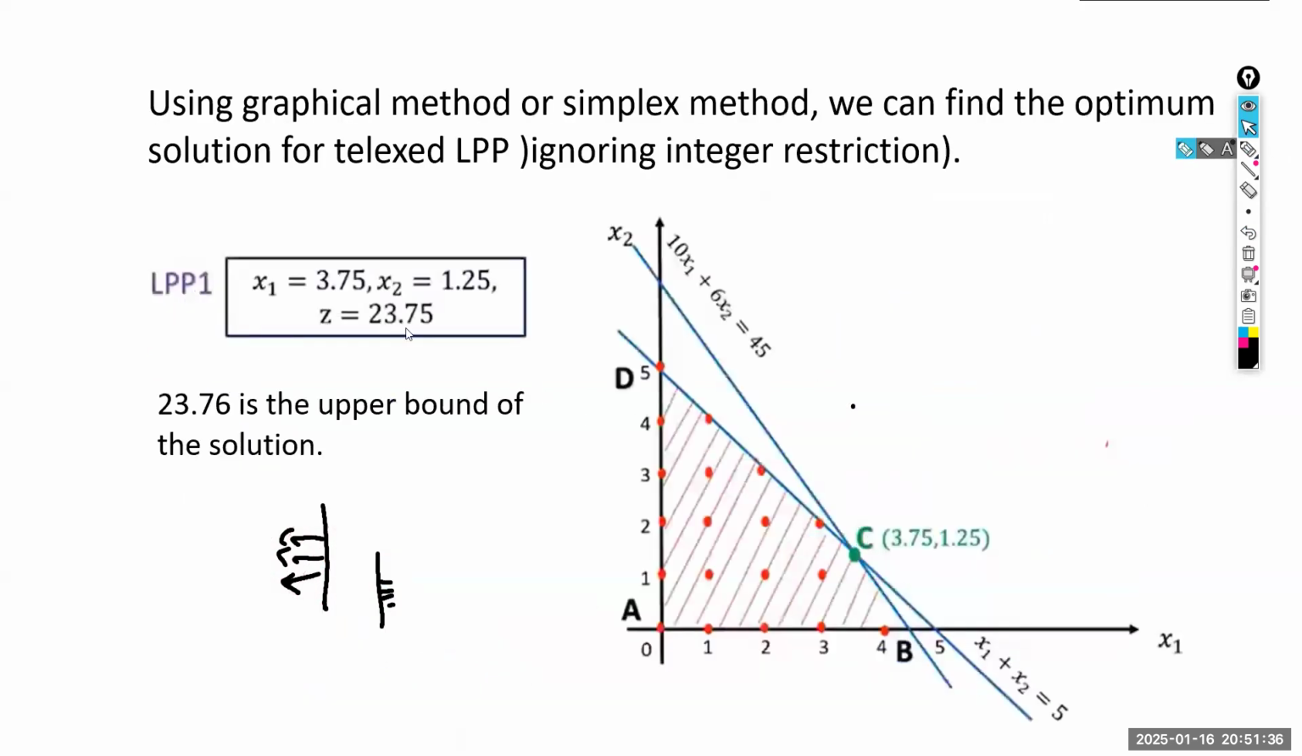Relaxation. So the optimum is 23.75. We are not going to get anything better than 23.75. That is obvious.